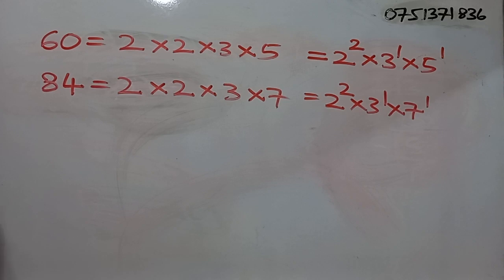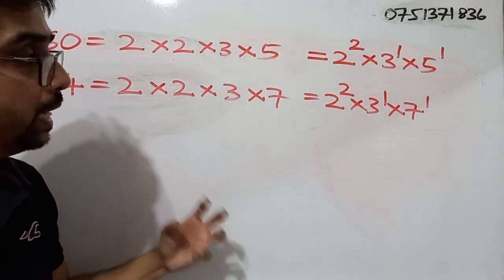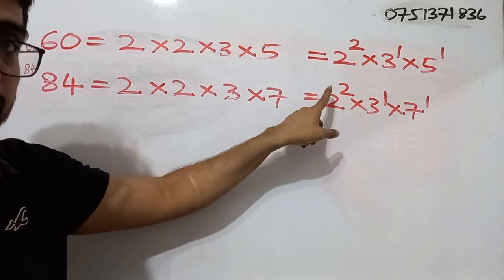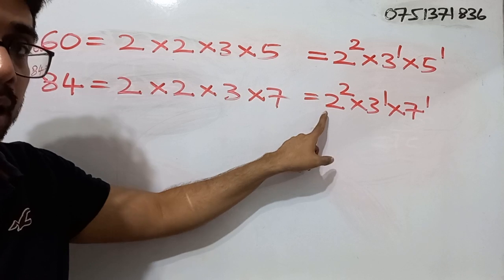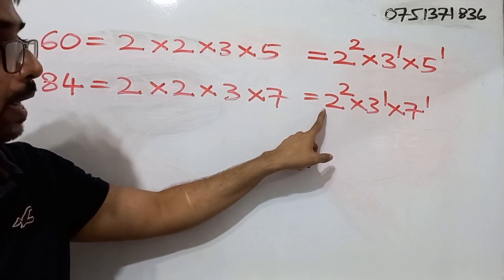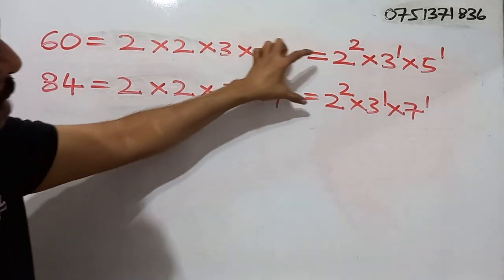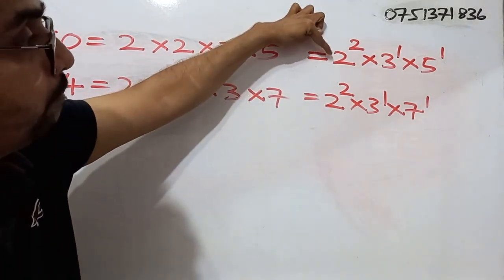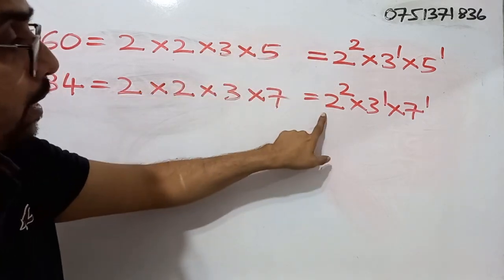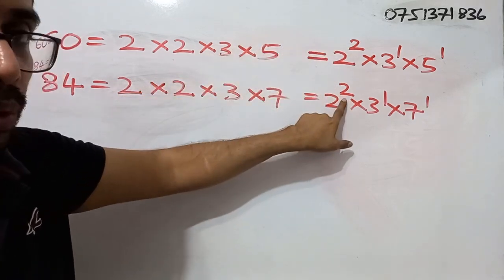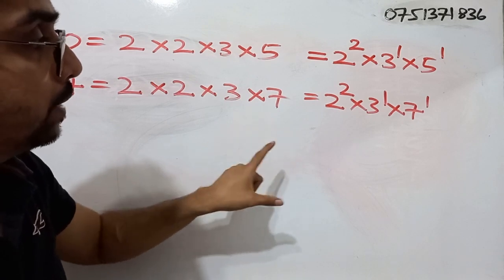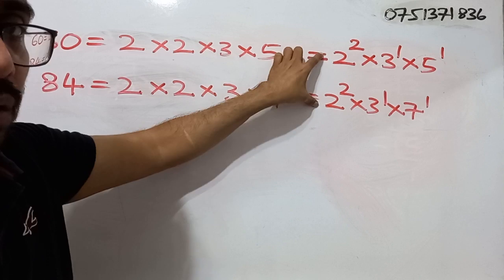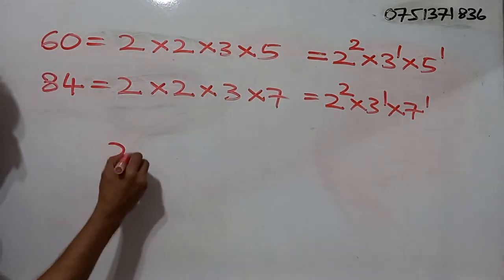Now what do we have to do? We have to select the indices which has the highest exponent when considering one base, right? So if we consider the base of 2, in the first expression we have 2 to the power 2, and in the second expression also we have 2 to the power 2. That means when we consider the base 2, which one is the highest one? Both of them are highest, no? So we can write 2 to the power 2.